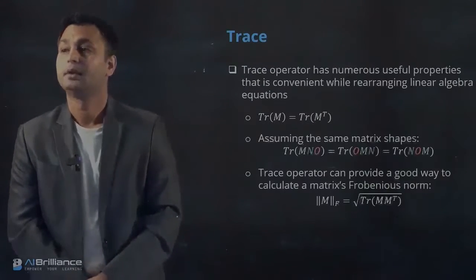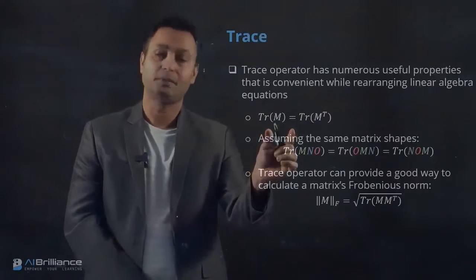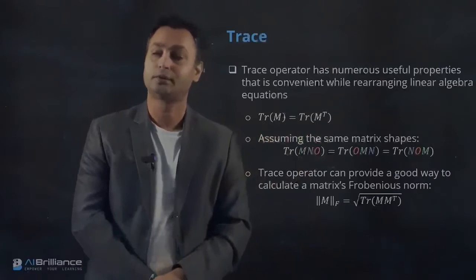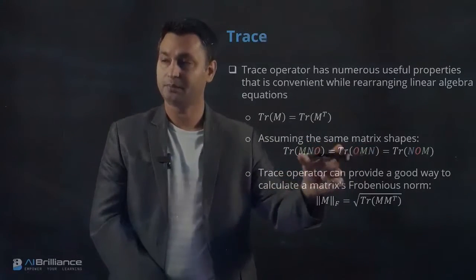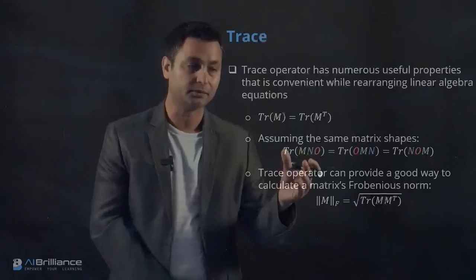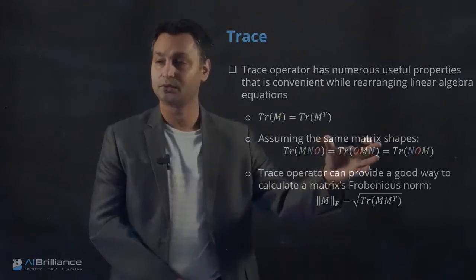Okay. Now trace operators have some useful properties. The trace of a matrix M is equivalent to the trace of M transpose. If you assume the same matrix shape, inverting columns into rows and changing them to create a new matrix is not going to change the trace.